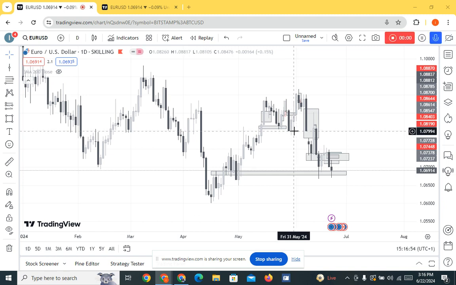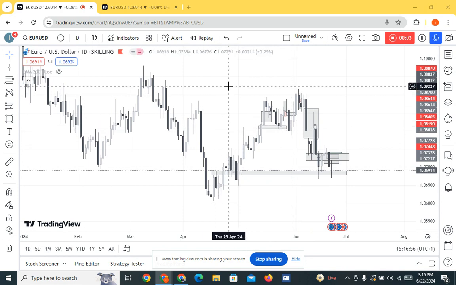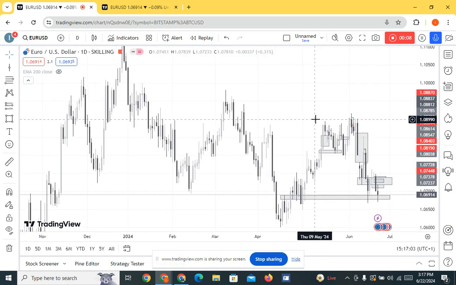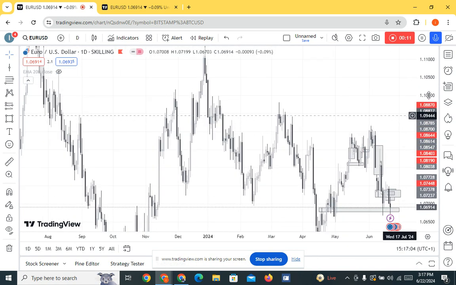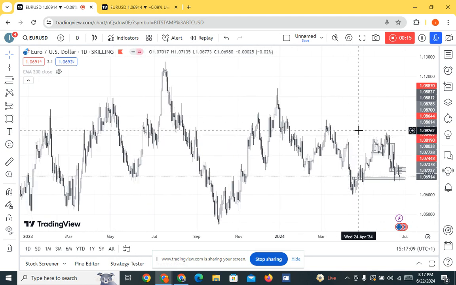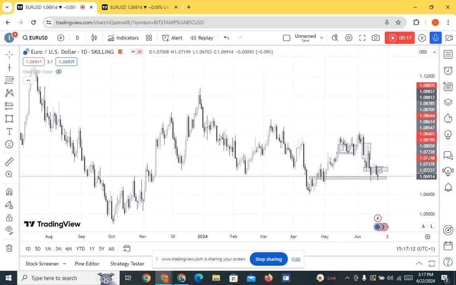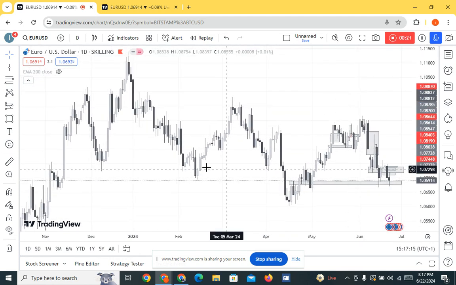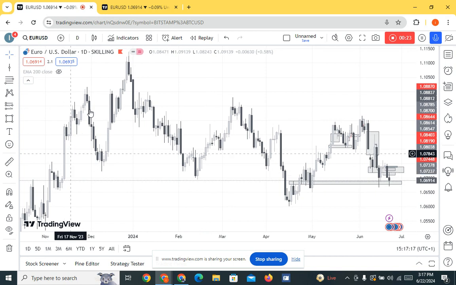All right, guys. This is the Euro USD, and today is the 22nd of June. So, looking at the price action right here, I would say price is looking bearish, right? Price is looking bearish because, if we're not going further back in time, price created this high, right?